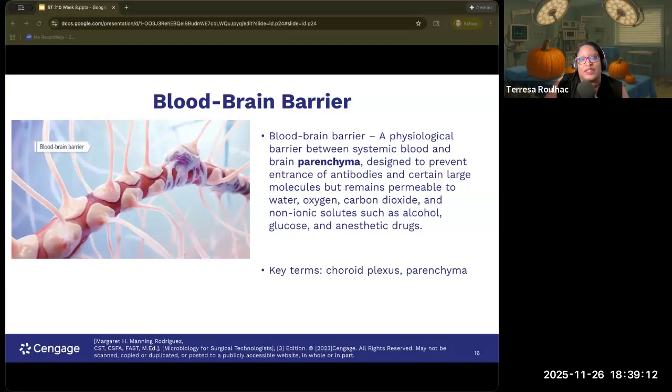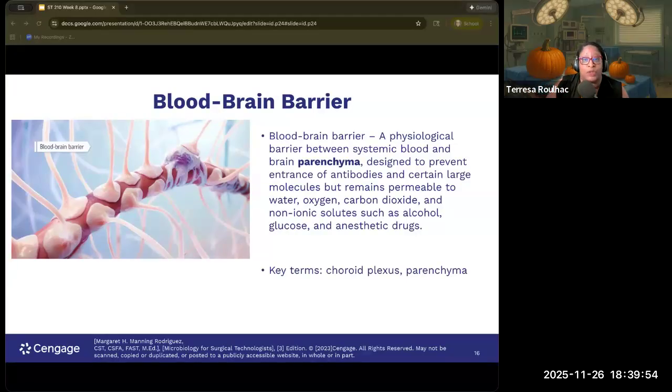So I got this little image up there to give you a visualization of how it could look. It's built by tight junctions in between capillary endothelial cells. It has a choroid plexus where spinal fluid is actually made. It has an arachnoid layer, which is part of the meninges. But if the BBB is damaged by infection or inflammation, this is how those harmful substances can get into the brain. And they're really, really hard to remove once they're inside.